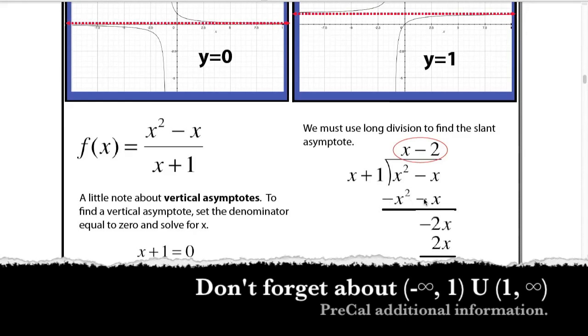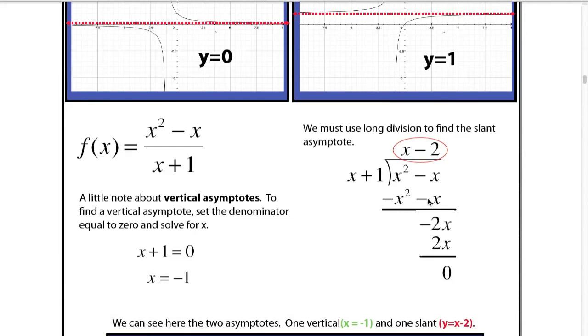Now, notice the signs are different. The rule is change both signs and add. If you remember that, then you won't ever get your signs mixed up. Originally, it was positive x squared plus x, but I changed both signs, and I'm going to add these together. You'll notice every time that the first term will always cancel out. If it doesn't, you did it wrong.